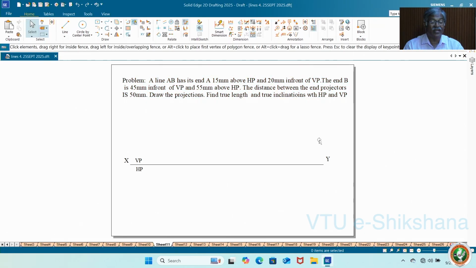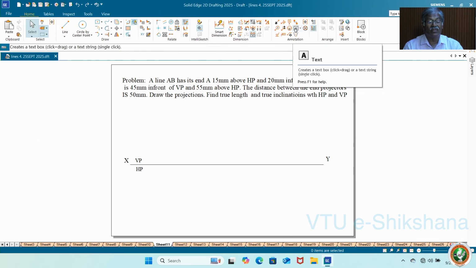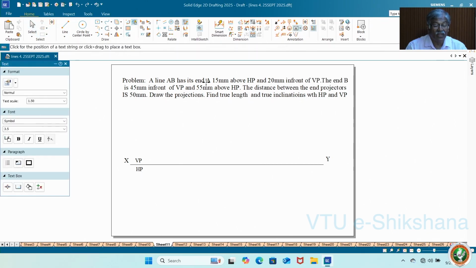So let us identify the data. End B is 45 mm in front of VP and 55 mm above HP. Both the position of end A and the position of end B are given. We cannot fix where end B is, but we can fix its path. That's all. Now this is how you can do it.